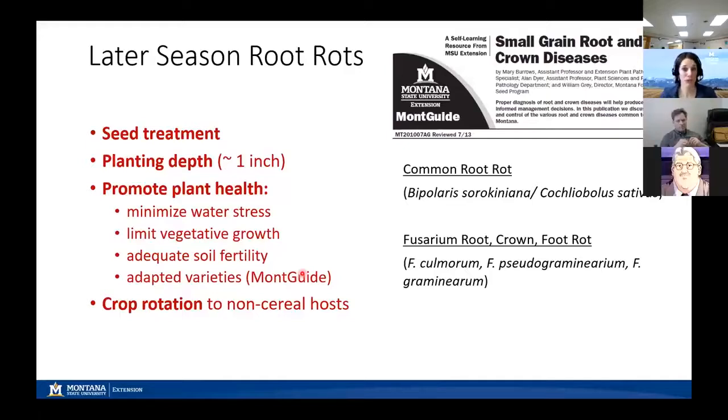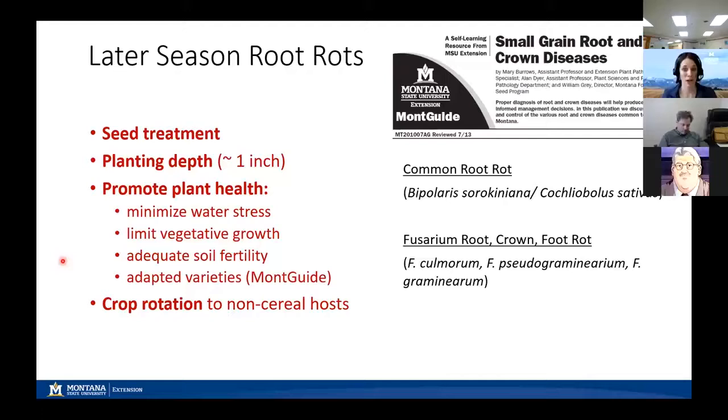Especially with common root rot, planting not too deep, at about 1 inch deep in the soil, can be really effective. The idea here is that we're trying to reduce the length of the subcrown internode, which is the primary area of attack by this common root rot pathogen. And then, as I mentioned earlier, water stress situations are what promote root rots a lot. So anything that we can do to set the plant up for success and reduce its stress will also make the plant more resilient against root rot diseases.